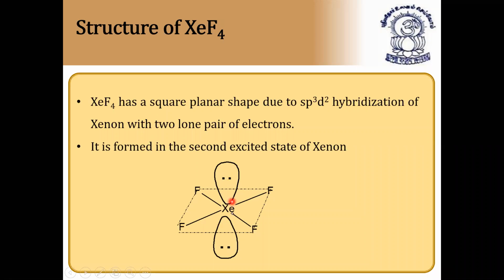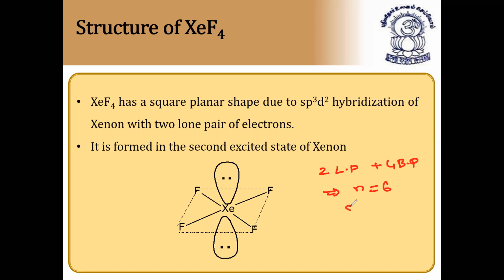So this is XeF4. Xenon has 8 electrons in the valence shell, out of which 1 electron is contributed with one fluorine, second electron, third electron, fourth electron. So the remaining 4 electrons will be kept as 2 lone pairs. So it has 2 lone pairs and 4 bond pairs. 2 lone pairs plus 4 bond pairs implies n is equal to 6.